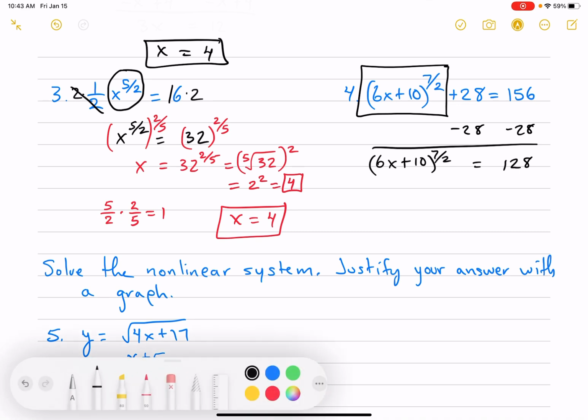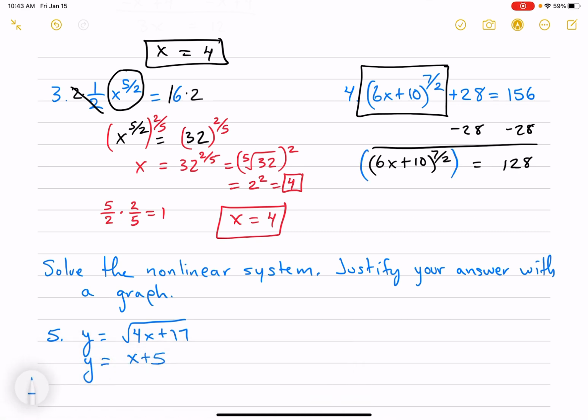And we're going to do something very similar. We're going to raise both sides to the power of the reciprocal, which is 2 over 7. Again, we do that because 2 over 7 times 7 over 2 is equal to 1. So it's going to give us 6x plus 10 to the power of 1. And this is the 7th root of 128 to the second power. The 7th root of 128 happens to be 2, and 2 squared makes 4.